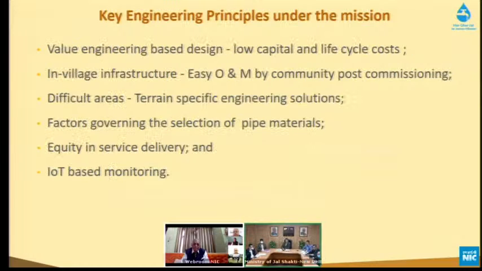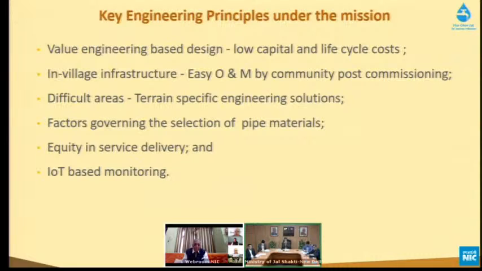Again, the big multi-village schemes, or what we call regional projects or grid-based water supply systems, you have to have value engineering starting from planning to the construction and delivery. It has to have a low capital and life cycle cost. In-village infrastructure, it's clearly defined in our guidelines what constitutes in-village infrastructure and how it has to be done so that it is very easy to do the O&M by the community post-commissioning.